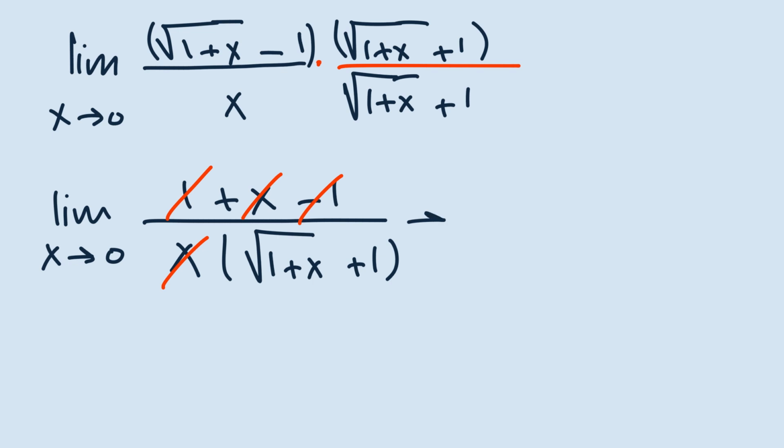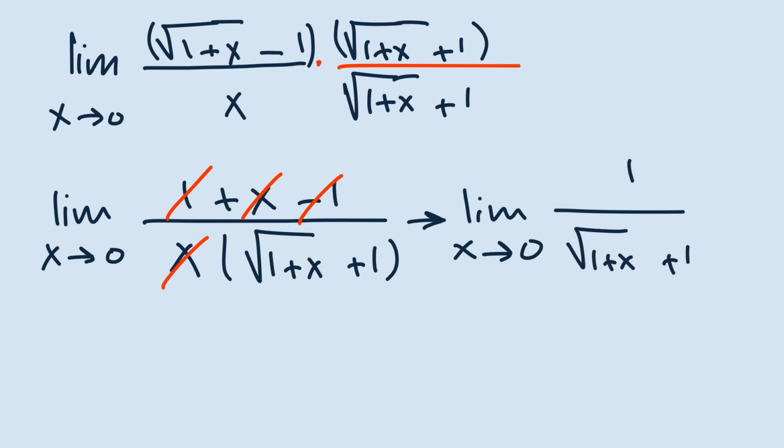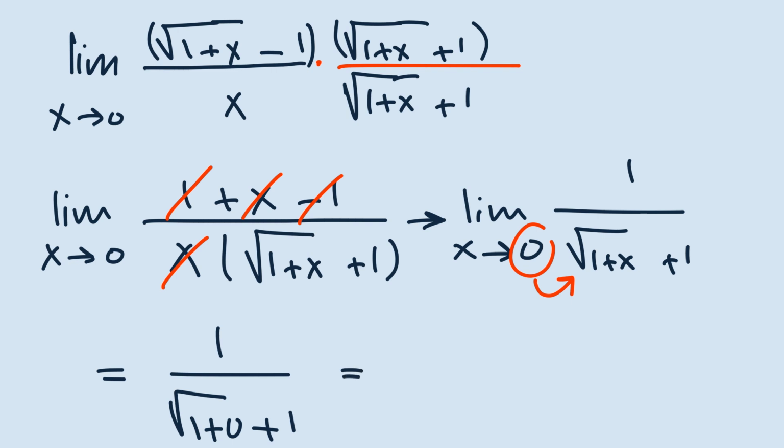So our new question will be limit as x approaches 0 of 1 over square root of 1 plus x plus 1. Now I can use the direct substitution and plug the 0 inside our function. So it will be 1 over square root of 1 plus 0 plus 1, which equals 1 over square root of 1 plus 0, which is square root of 1, which equals 1. So I have 1 here plus this 1. So the final answer will be 1 over 2.